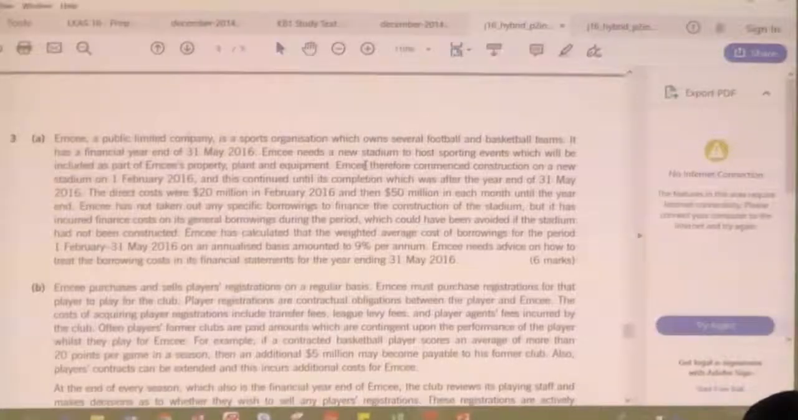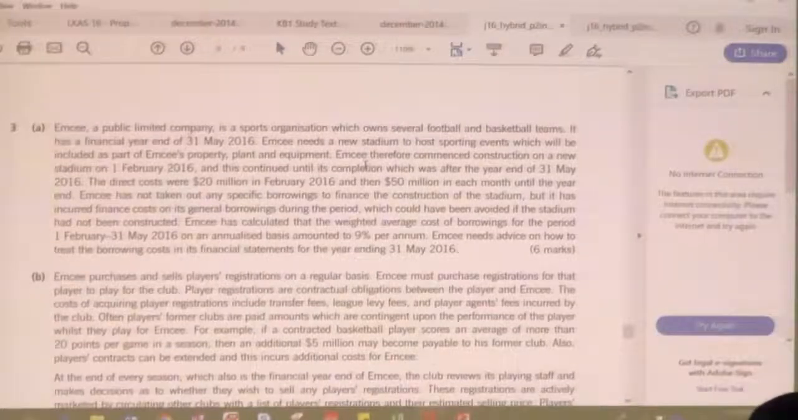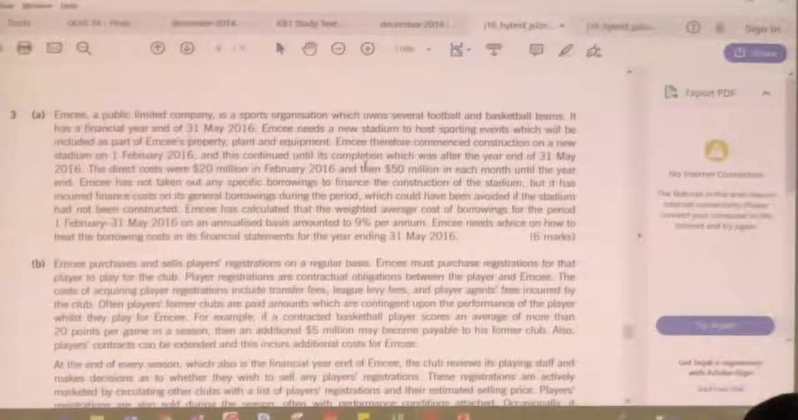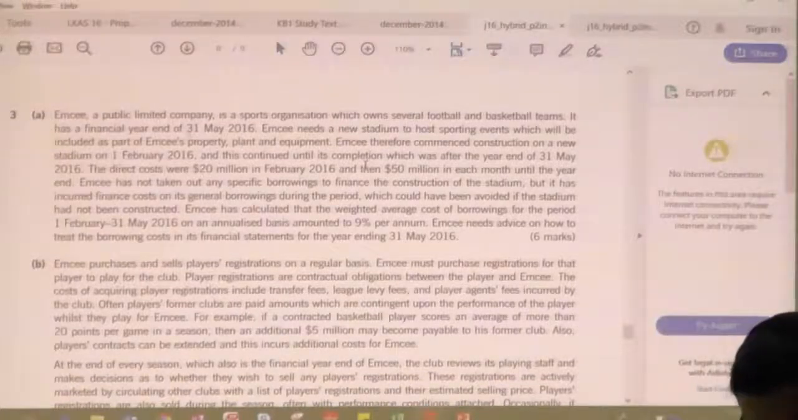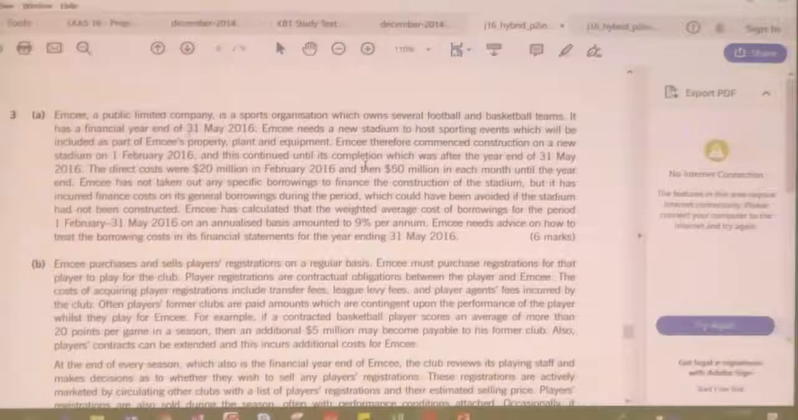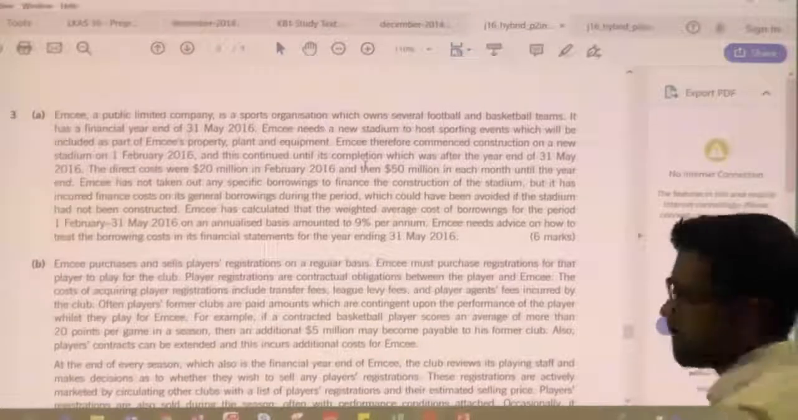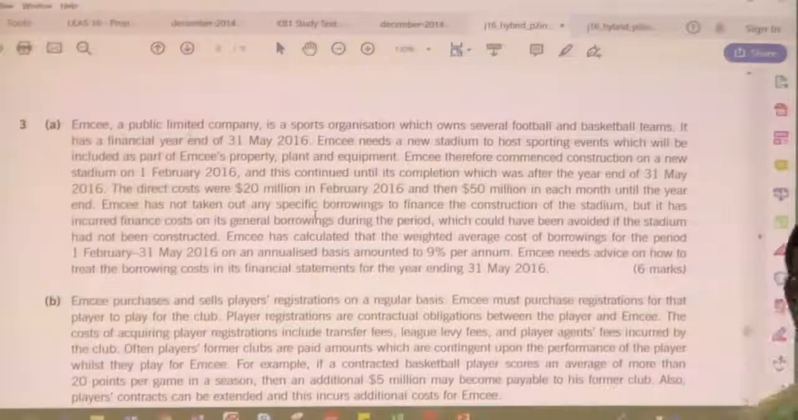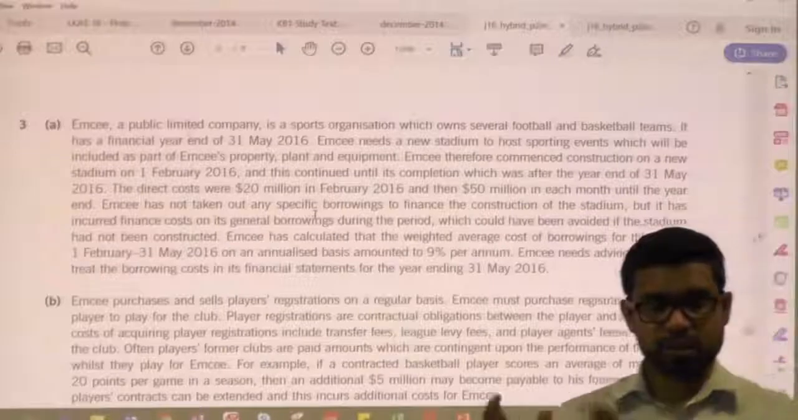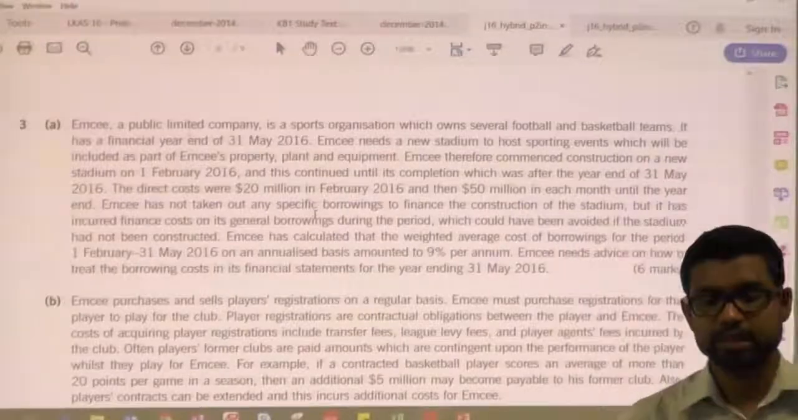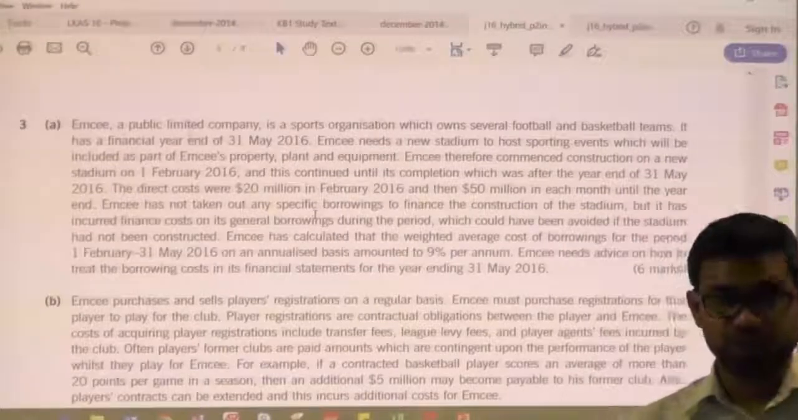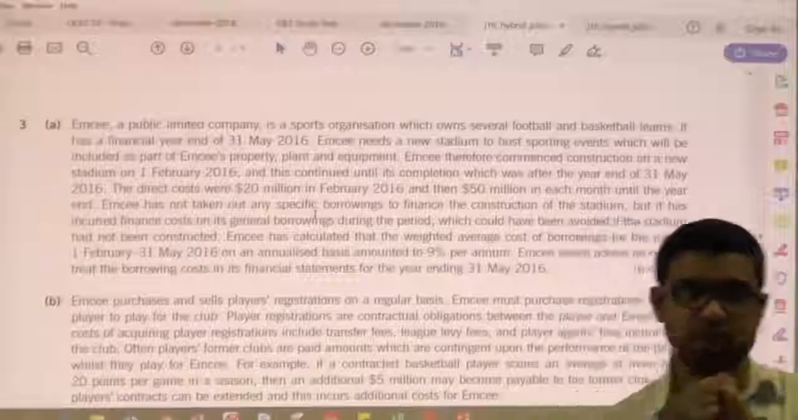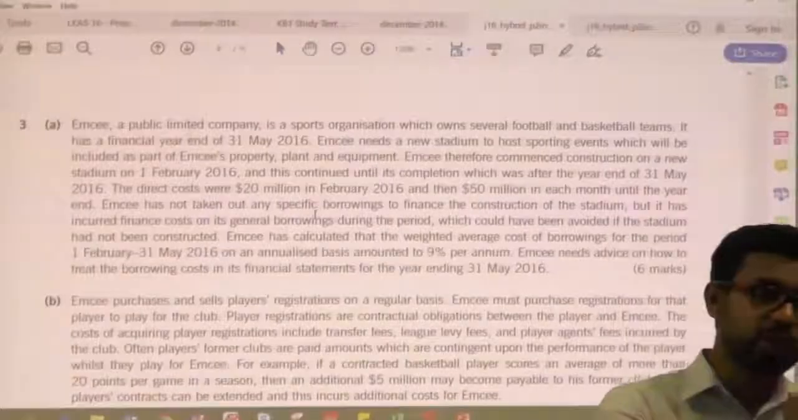ACCA June 2016, question number 3, part A, right? This question will be discussed under LKAS 23, which is borrowing cost, right? Don't worry, make a note there. When we talk about borrowing cost, we will discuss this question, right? Fine. So borrowing cost also, keep this in mind. This is the message I want to tell you. Borrowing cost also you can capitalize.